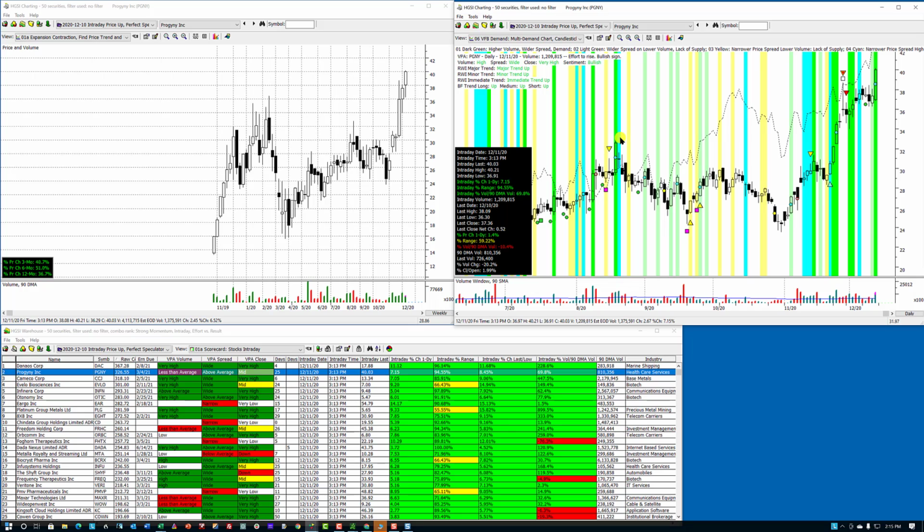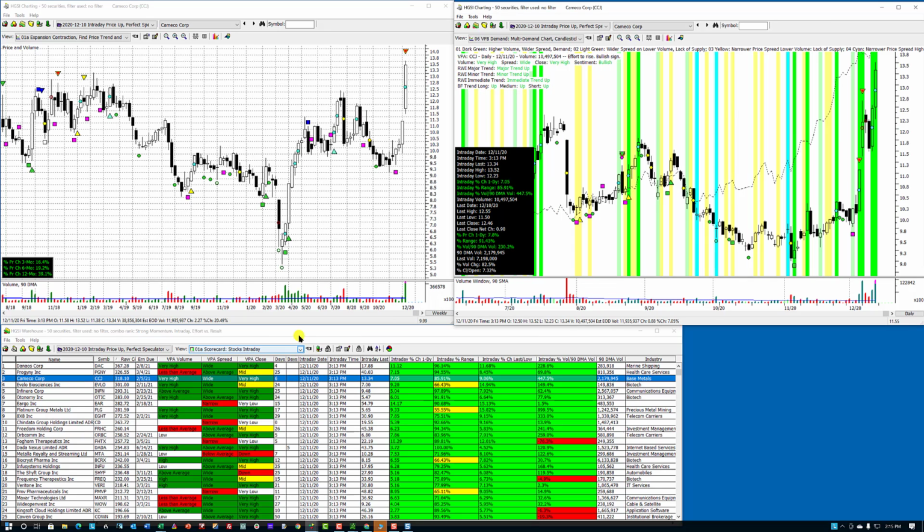So I'm really liking and using the Wyckoff charts, or the Wyckoff signals, in conjunction with the VPA flags, because I think it gives a great deal of insight into what's going on. Let's look at another one. This is CCJ.